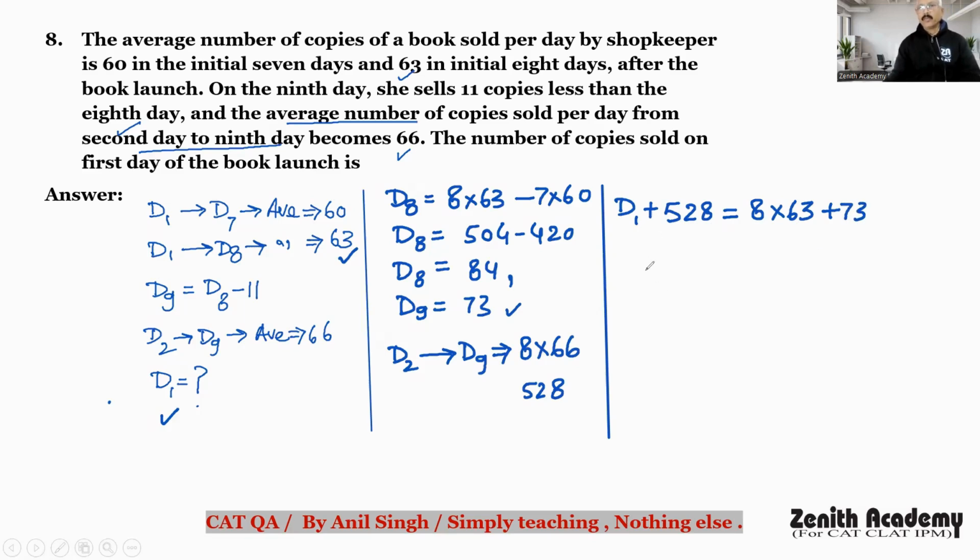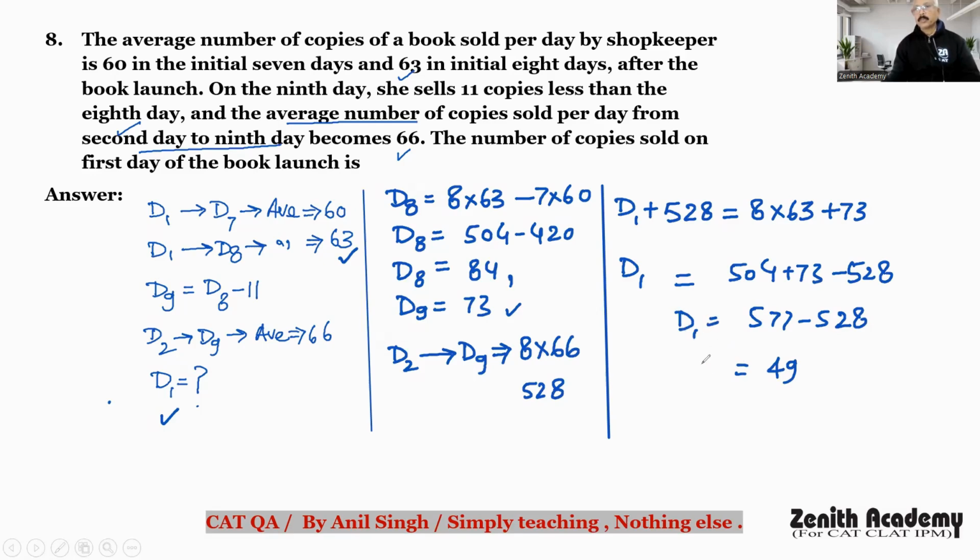And after this, we can find the value of D1. So here it is 8 into 3, 8 3 is 24, 8 6 is 48, 48 plus 2, 504 plus 73 minus 528. So this is 577 minus 528 going to be 49. So this is the number of copies sold on the first day. This is our answer.